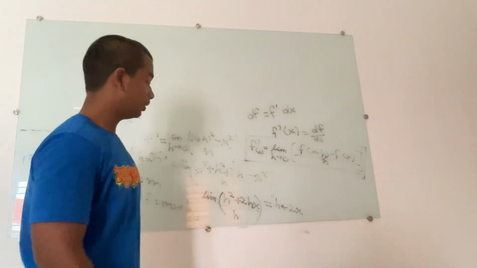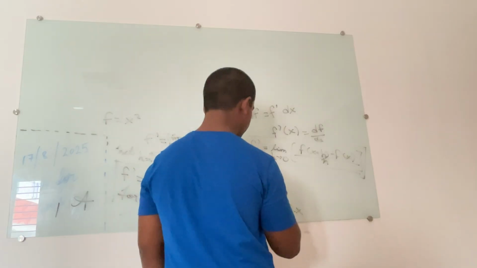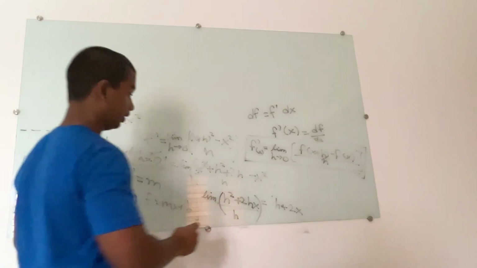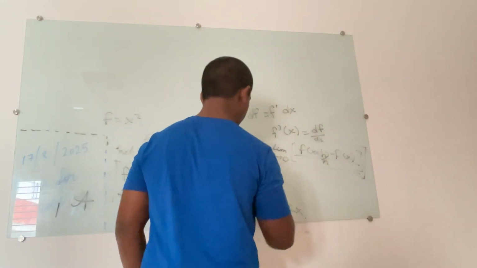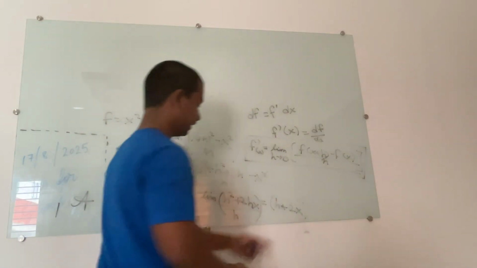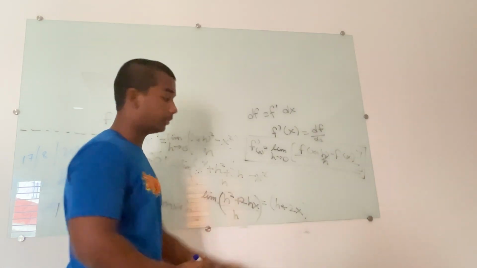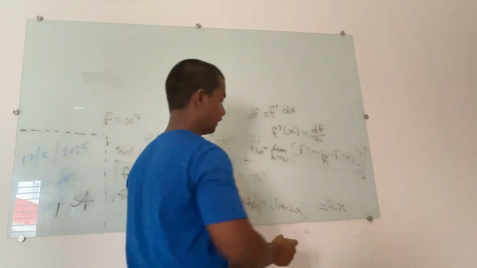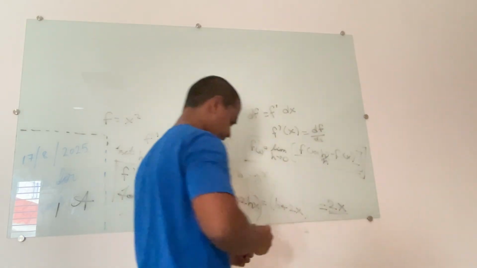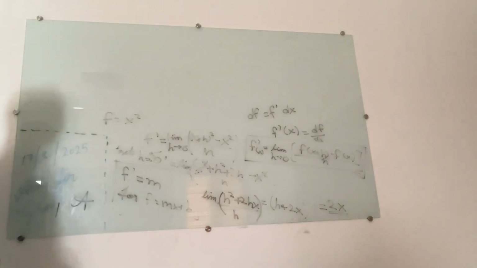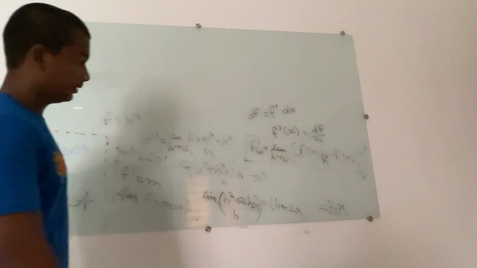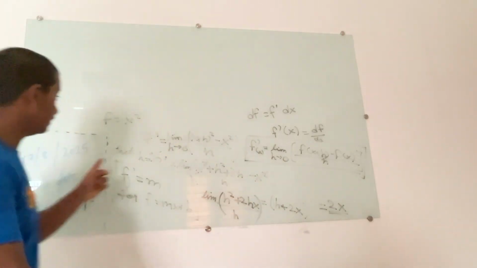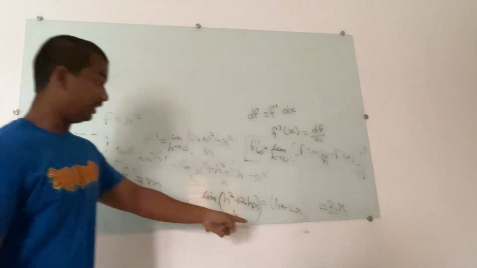But now remember the limit. What does the limit tell you to do? It tells you to set h equal to 0. I can set h equal to 0 here, there's no problem. So this is just equal to 2x. And so, yeah, it's 2x and it's not 0. F prime is not 0, which is nice.